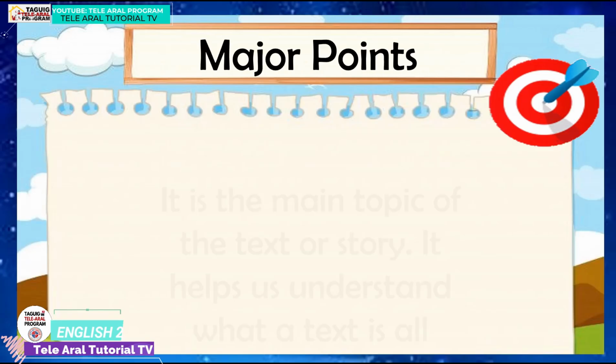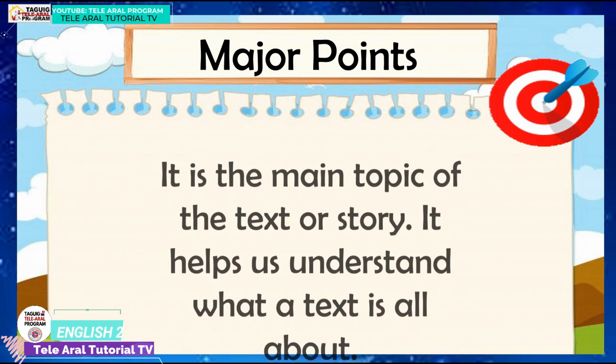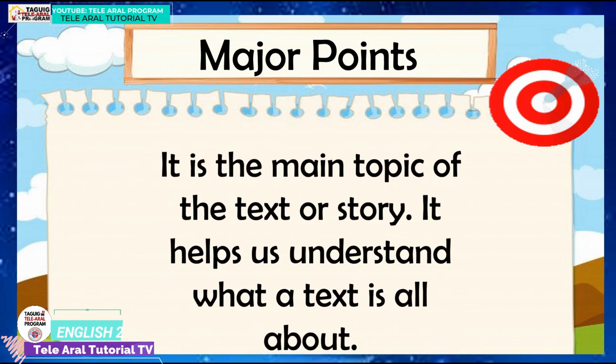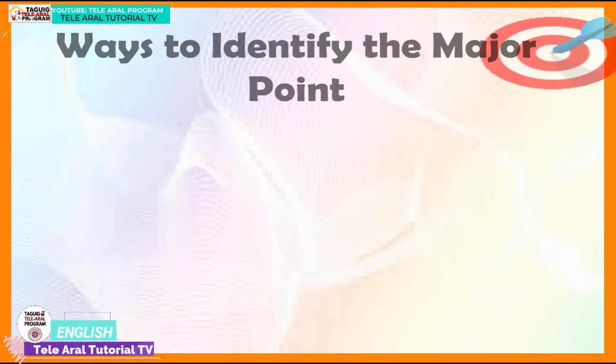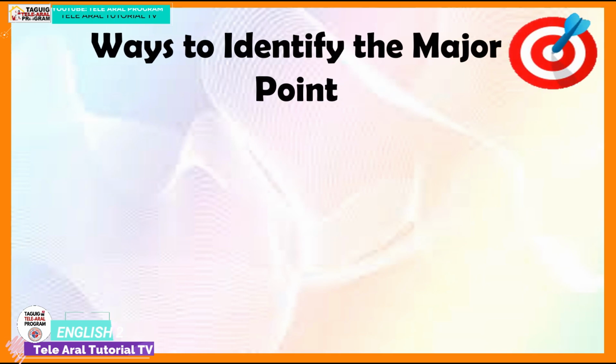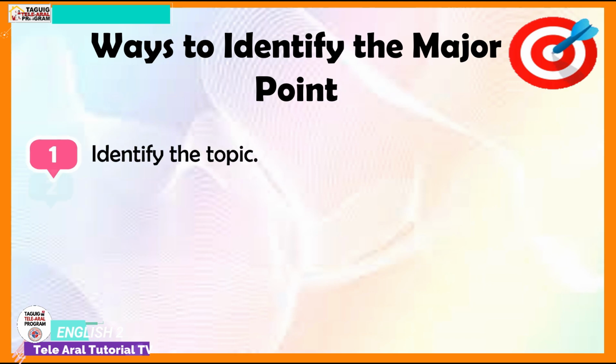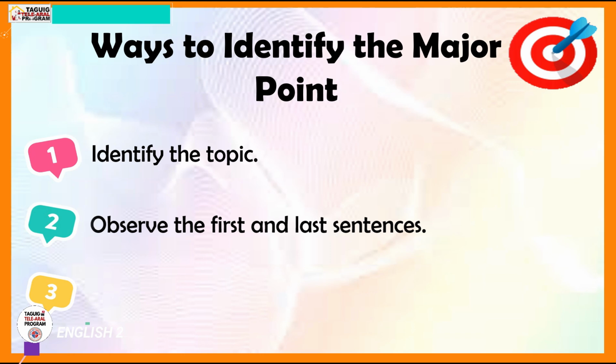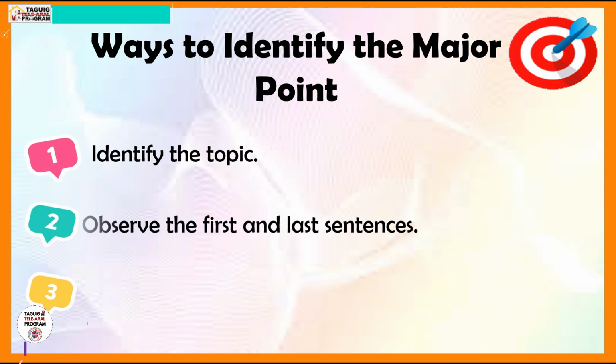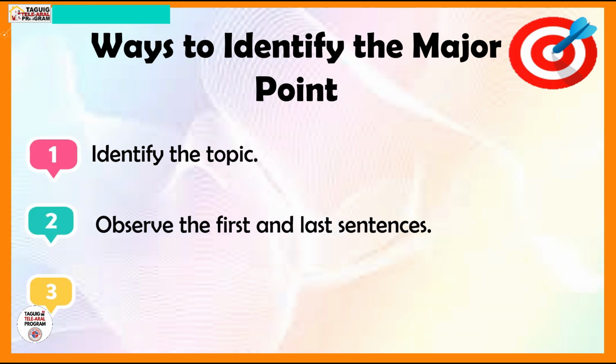Major points is the main topic of the text or story. It helps us understand what the text is all about. Here are some ways to identify the major points of the text or story. First, identify the topic. Second, observe the first and last sentences, as major points is commonly seen in the first and last sentences. Lastly, check the repetition of ideas.